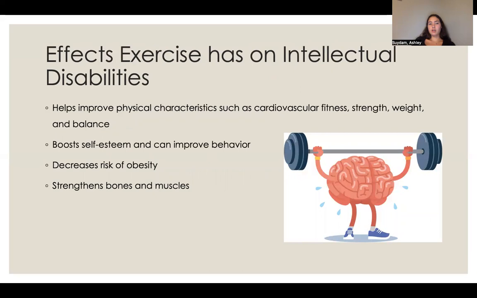The effects exercise has on intellectual disabilities are it helps improve physical characteristics such as cardiovascular fitness, strength, weight, and balance. It helps boost self-esteem and can improve behavior. It decreases the risk of obesity and it also strengthens bones and muscles.